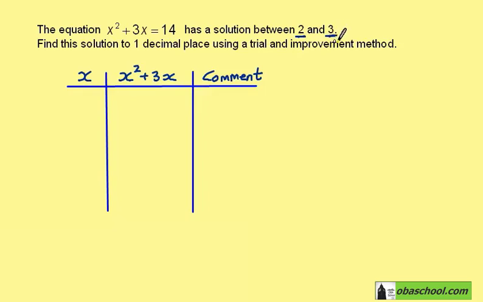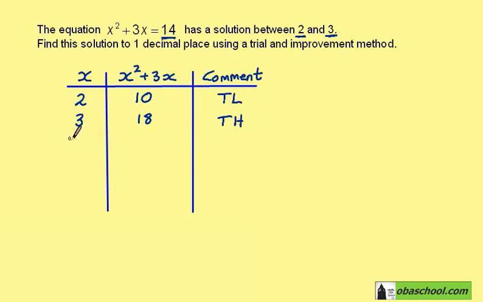We're told the solution is between 2 and 3. Start with x is 2. 2 squared is 4, plus 3 2's, which are 6, gives us 10. Compare with 14, and this is too low. Try 3. 3 squared is 9, plus 3 3's, which are 9, giving us 18. Compare with 14, and this is too high.